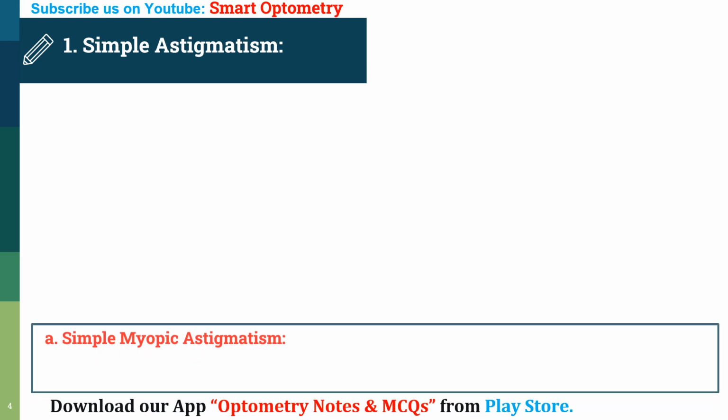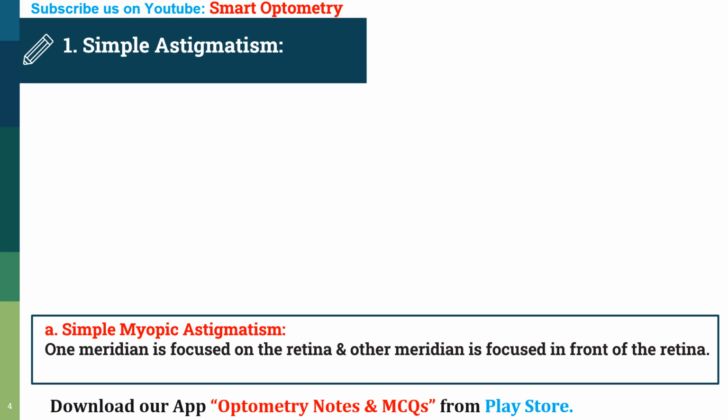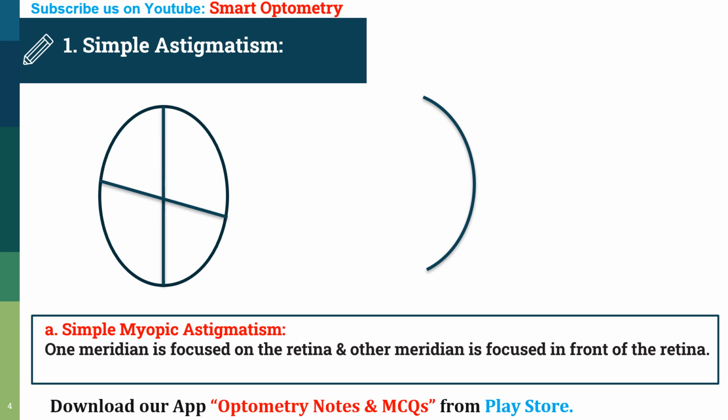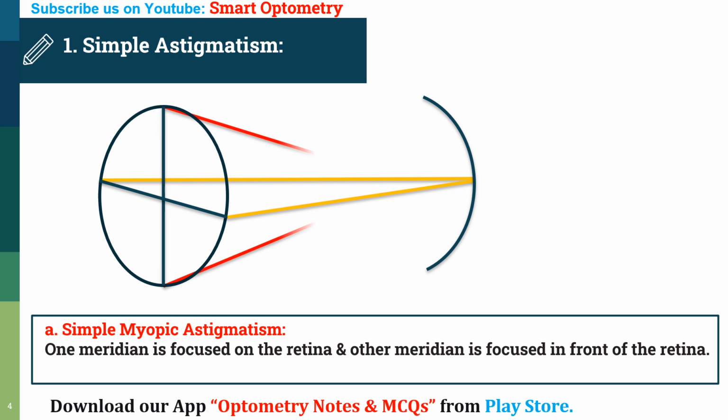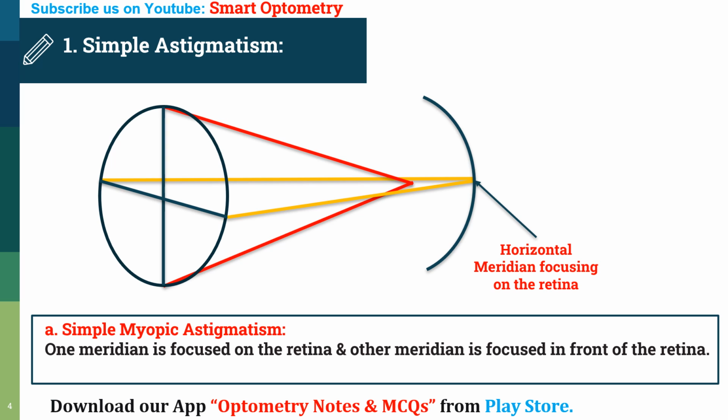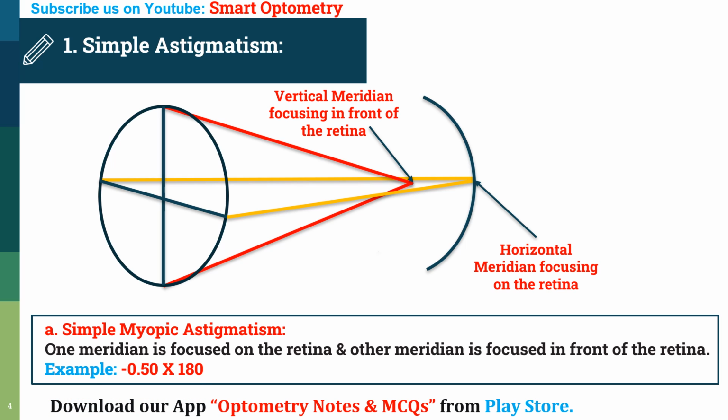Simple myopic astigmatism. In simple myopic astigmatism, one meridian is focused on the retina and the other meridian is focused in front of the retina. Here in this figure you can see the horizontal meridian is focusing on the retina and the vertical meridian is focusing in front of the retina. Example of simple myopic astigmatism: minus 0.5 at 180 degree axis.